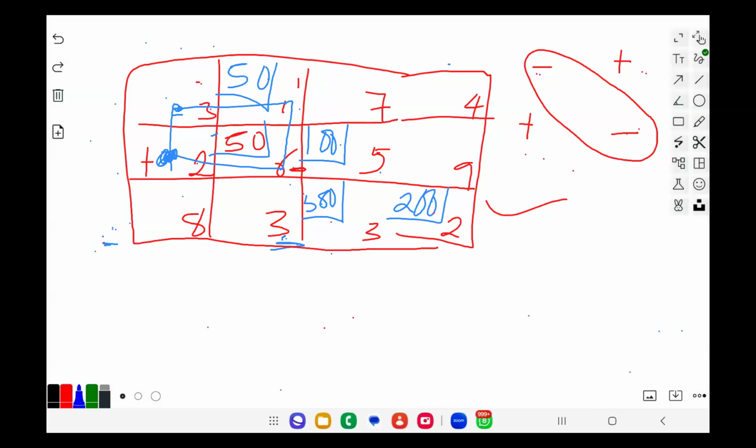For example, here where there is 50, there is a positive, isn't it? This 50, the blue one, there is a positive there, right? According to what I've drawn here, that's what we are looking at. There is a positive number, right?